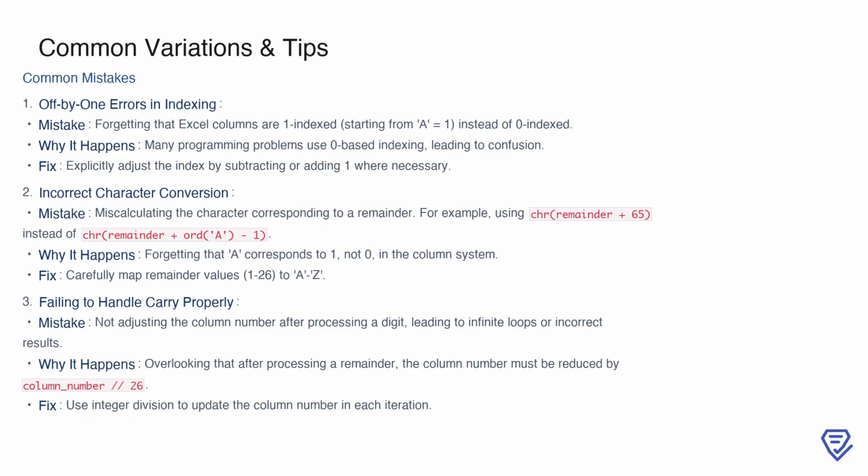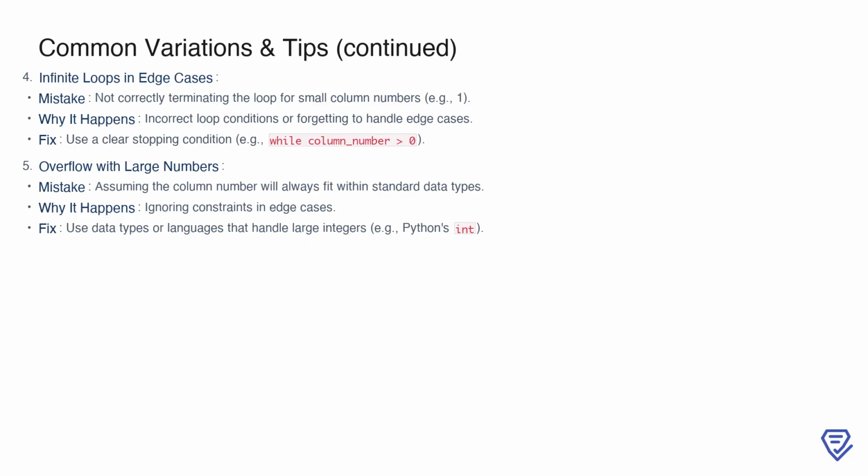Finally, failing to handle carry properly can lead to infinite loops or incorrect results. Once you process a digit, the column number should be reduced using integer division by 26. Without this step, the algorithm can get stuck or produce the wrong output, so make sure you're consistently updating the column number in each iteration. Now, another issue to be mindful of is infinite loops in edge cases. For instance, if your column number is very small, such as 1, incorrect loop termination conditions can result in your program running indefinitely. To avoid this, you need a clear stopping condition, such as while column_number > 0.